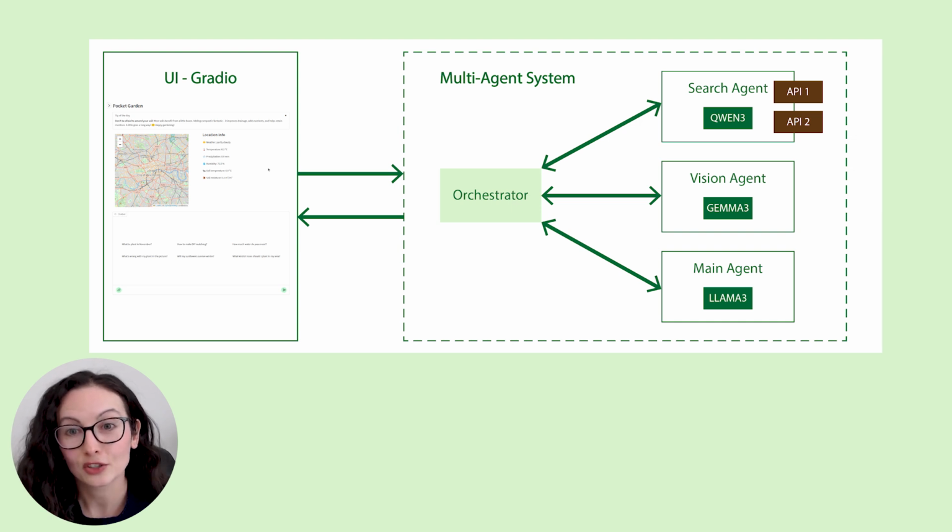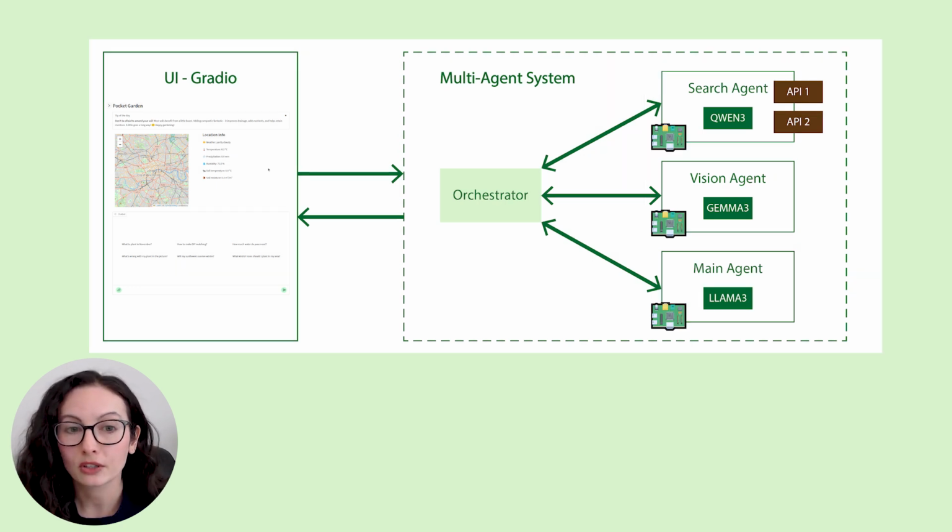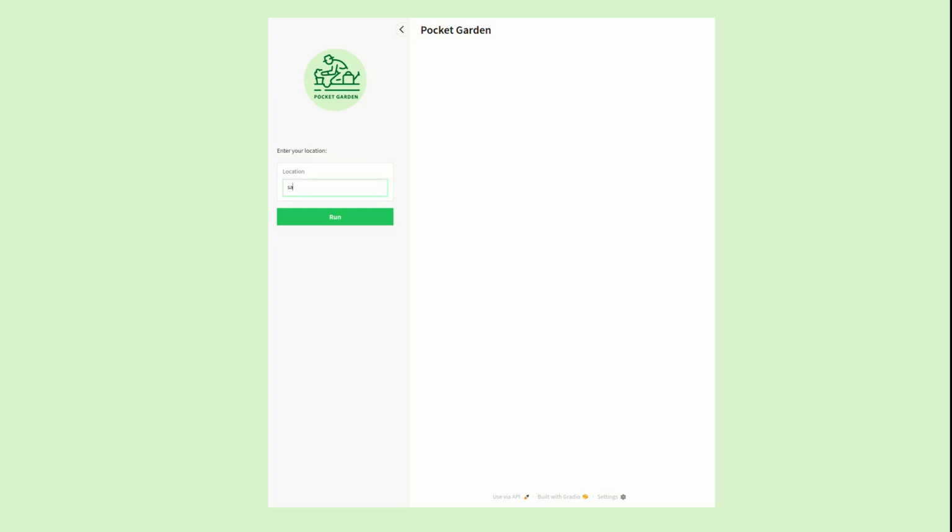The vision and search agents do not need particularly long context lengths, but the vision agent needs to support images in input, so we choose Gemma 3. For the search agent, we decided to use Qwen 3. Each model runs on a separate ARM device, a Raspberry Pi 5 and two Raspberry Pi 4. Now, let's see a full demo.